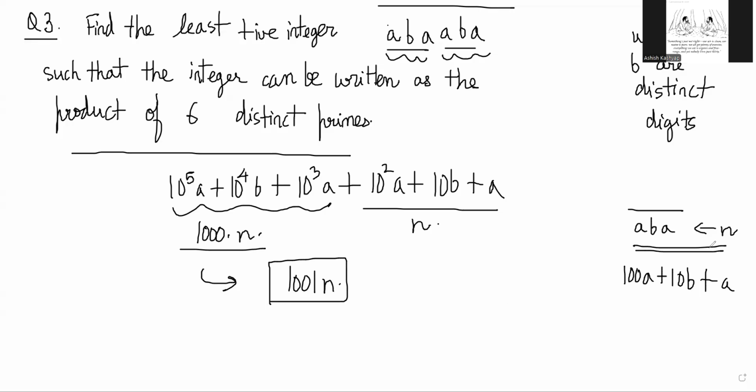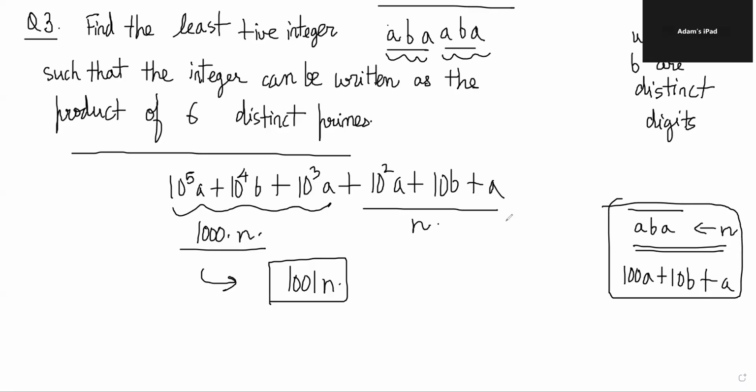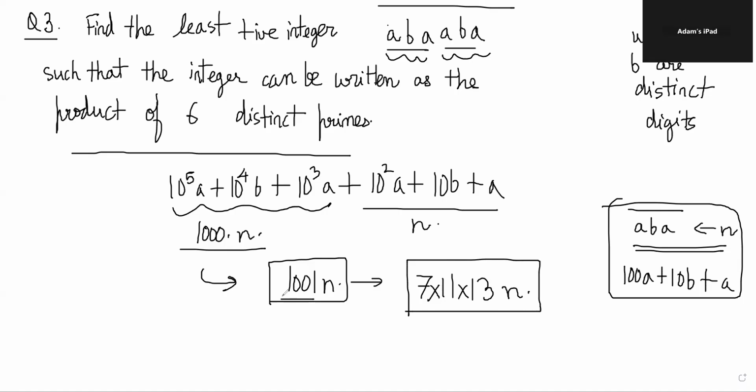And N is this for now, right? So think about it. 1001 itself is divisible by 7. It gives you 143. 7 into 143, and that is basically 11 into 13. So we are already able to write it as 3 primes multiplied by N, right? Now you just have to figure out how to make it 6 primes multiplied by N.